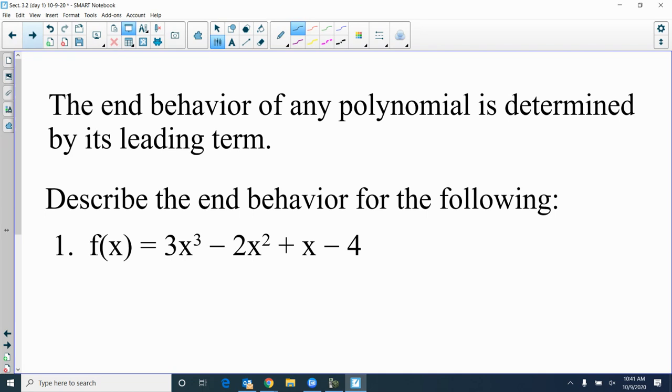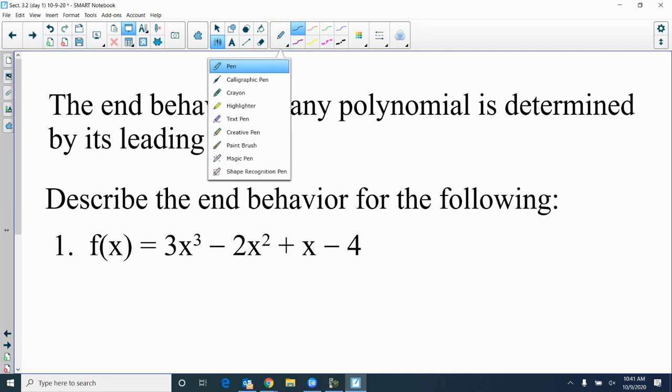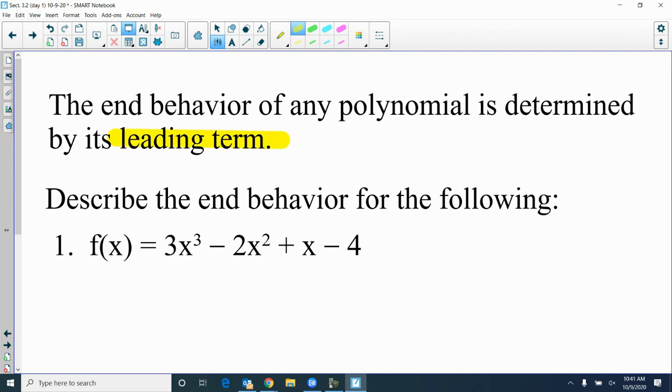Okay, the end behavior of any polynomial is determined by its leading term. That's all you got to look at. And the only thing you got to make sure is that if it's out of order, you got to rearrange it. The leading term is the highest degree. So if this is written as 4x minus 7x cubed plus 3 minus 8x to the fifth, what's the leading term of that one? It would be negative 8x to the fifth. So understand you got to rewrite it. Don't just say, oh, that first term is 4x.